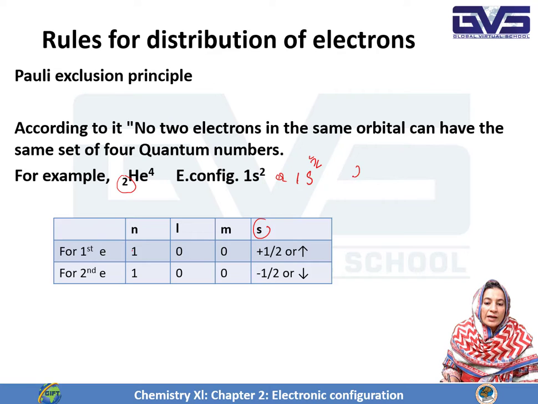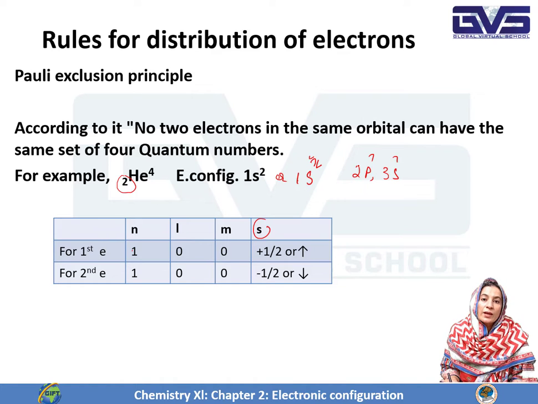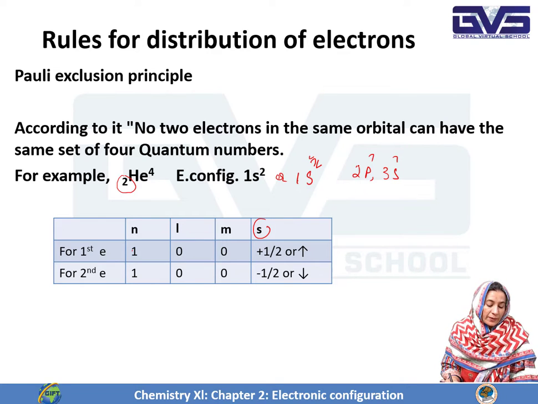Similarly, if you have 2p and 3s, if one electron is here and one is here, then they have different n values, 2 and 3, and they have different l values. So there are no two electrons that have the same set of 4 quantum numbers. Somewhere there will be a difference, maybe in their principal quantum number, maybe in their azimuthal quantum number, maybe in their magnetic quantum number, and maybe in their spin quantum number.